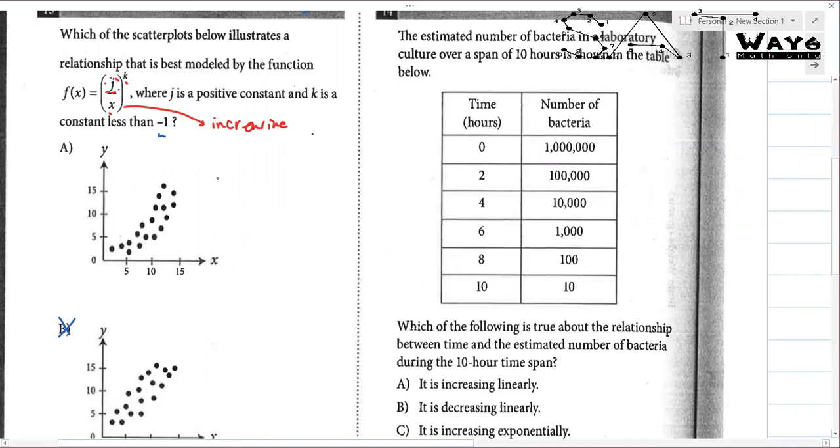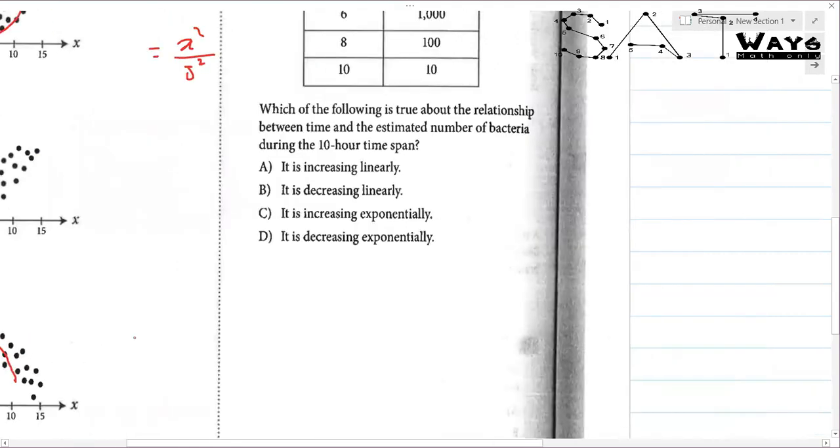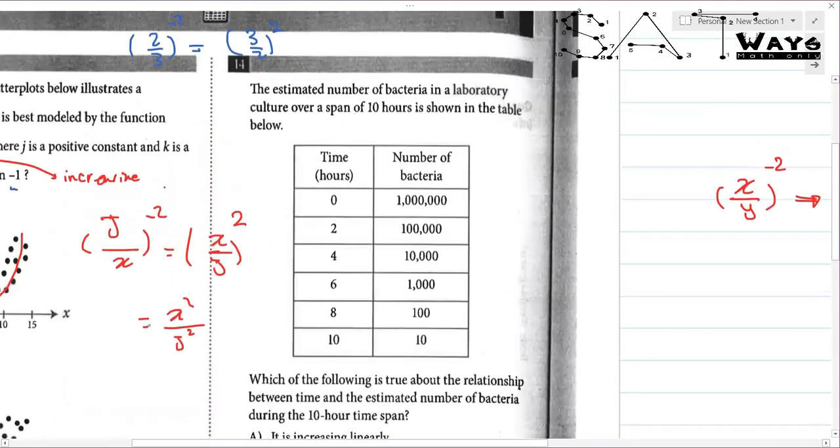Let's consider k is equal to -2. So j over x to the power -2, a number less than -1. What is the meaning of -2? To eliminate this negative, what should I do? Take the reciprocal of x and j, and instead of -2 it's supposed to be 2. So this means it's x squared divided by j squared. J squared is a positive number, maybe 1, maybe something like this. So it's not linear, and it's increasing at the same time. So the answer is A, not D, not C, because C is decreasing. Okay. Let's move to number 14.